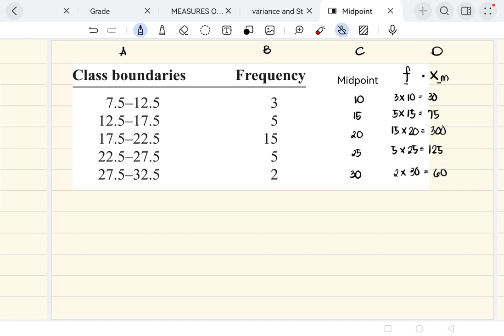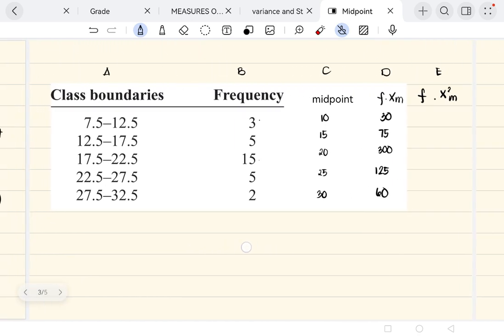So now, we will find the sum of our frequency times the midpoint. So we will just add 30 plus 75 plus 300 plus 125 plus 60. So that is 590. So this 590, that is our summation of our f times the midpoint. So that is our total, 590.